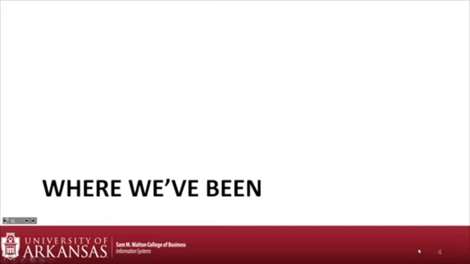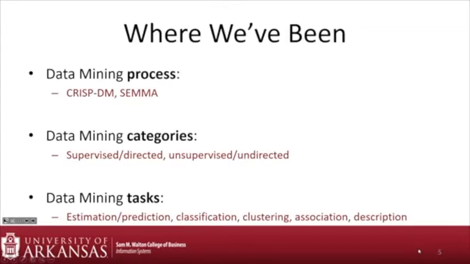So, where have we been? Just making sure that we're good with all of our verbiage. We've got 2 different data mining processes that we're talking about. And we have 2 different categories that we talked about, 2 big categories. And so far within our categories, we have different tasks. The estimation, the classification. Those are the 2 big ones we focused on. Then we'll have clustering, association, and description as well.